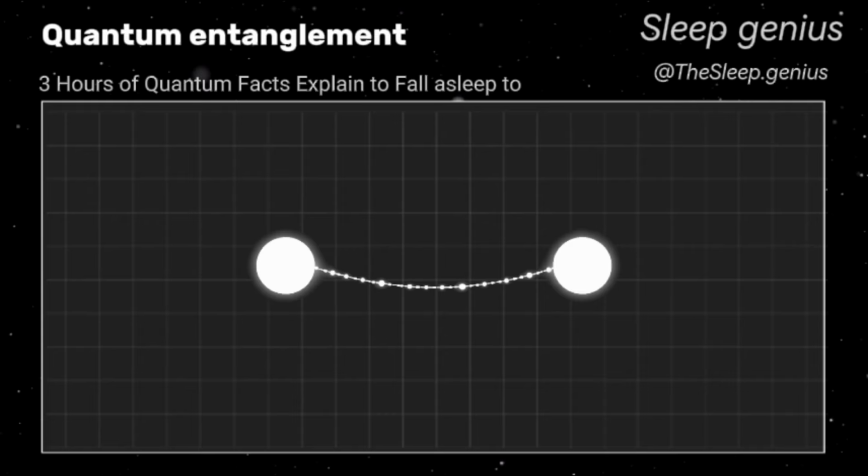Quantum entanglement. Quantum entanglement is a phenomenon in quantum physics where two or more particles become linked in such a way that their states are interdependent, even when separated by vast distances. This strange and puzzling phenomenon challenges our classical understanding of reality and has left scientists and philosophers alike in deep contemplation.